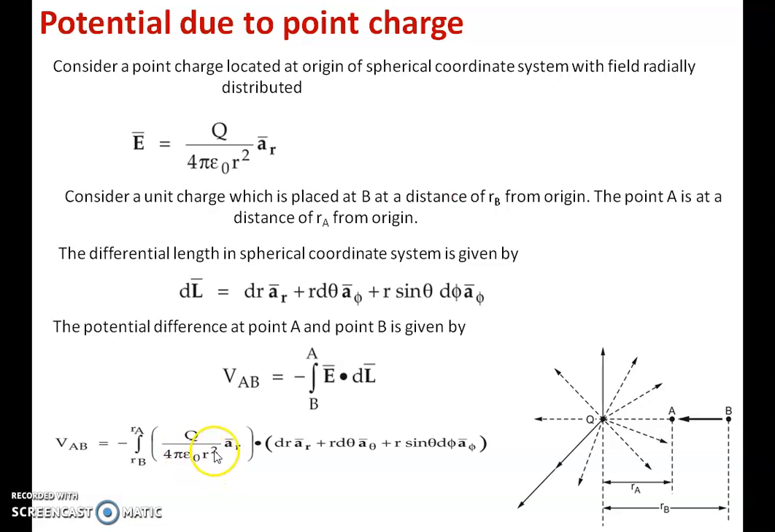So Q by 4 pi epsilon naught R square into AR cap dot dr AR cap plus r d theta A theta cap plus r sin theta d phi A phi cap. We know that AR cap dot A theta cap is 0, and AR cap dot A phi cap is 0. Only the R terms remain here. So VAB is equal to minus integration over limit RB to RA of Q by 4 pi epsilon naught R square into dr.